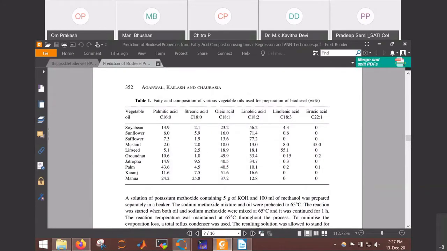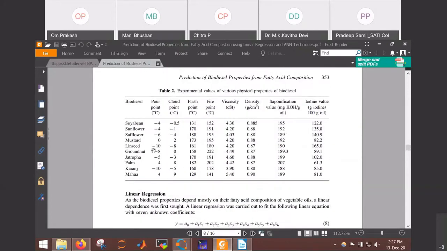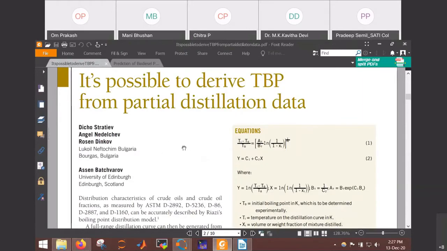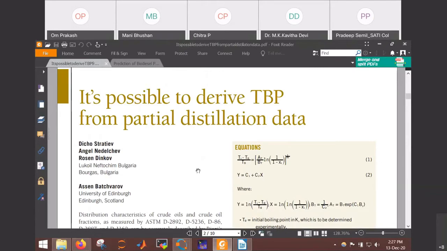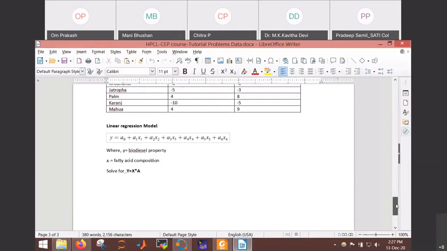Okay, so this was one problem. Let me move to the second problem, which we have taken from this paper. I will explain the problem first.